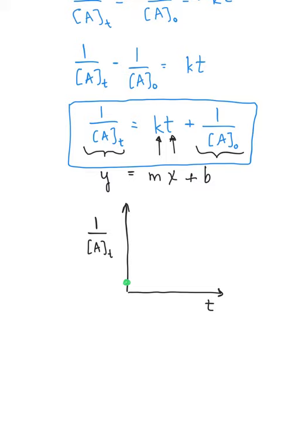In this relationship, our slope is positive. There's no negative sign out in front, meaning that this relationship is going to trend upward as a straight line. This straight line has a slope equal to positive k, our rate constant, for a second order relationship. Every second order reaction will have a relationship between 1 over the concentration of A as a function of time that looks like a straight line with a slope that's equal to positive k.